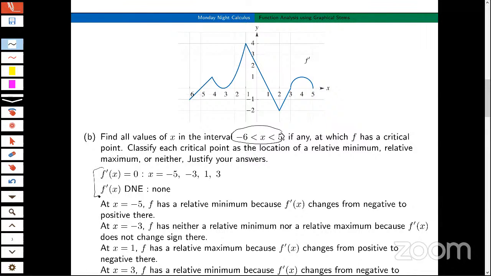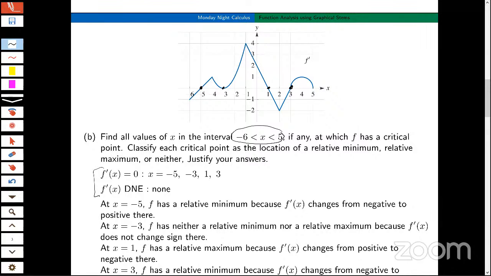So I'm going to find all the places where f prime is equal to 0 by looking up here at the graph. I have an x equal -5. I have an x equal -3. I have an x equal 1. And I have an x equal 3. So according to what this question is asking, I have to classify all 4 of those. I'll do 2 of them maybe and leave the rest for you.